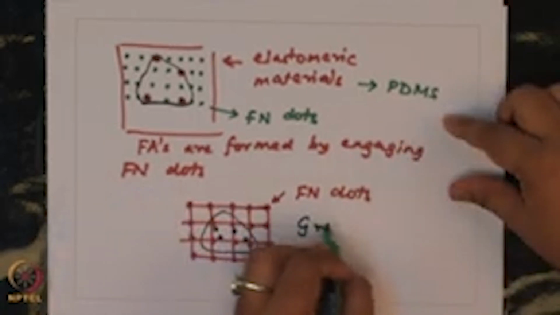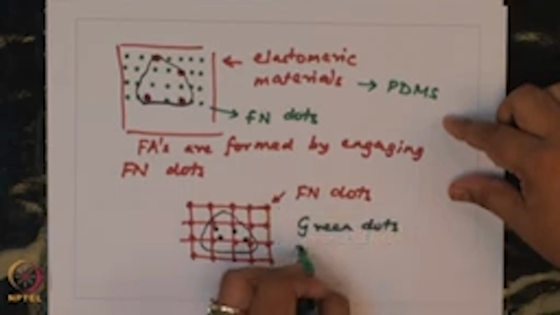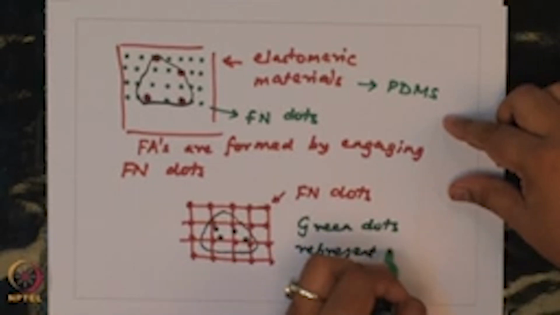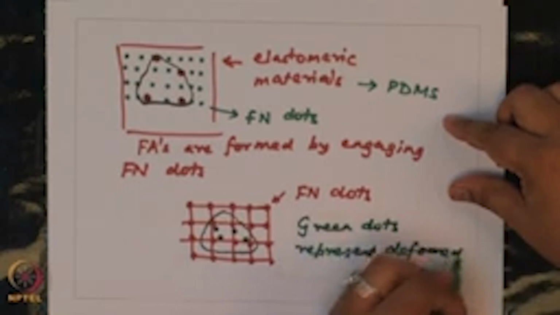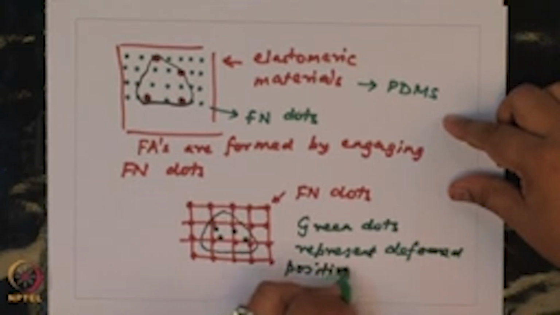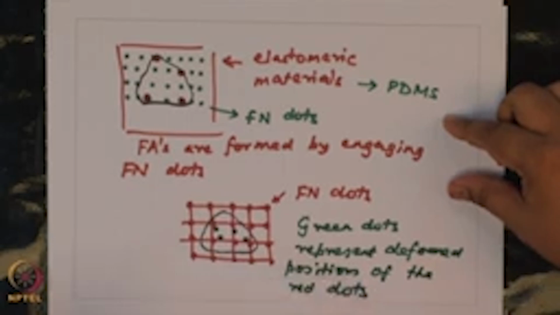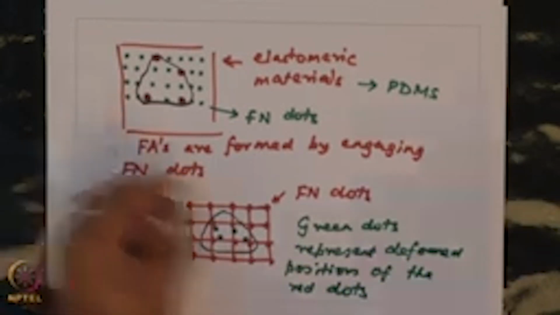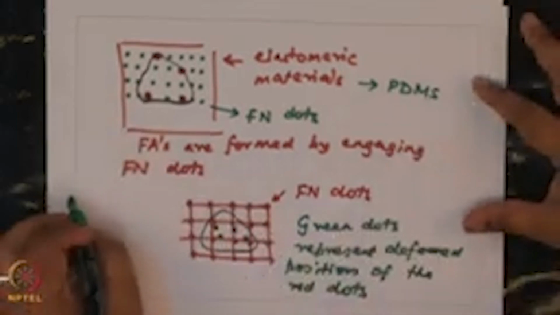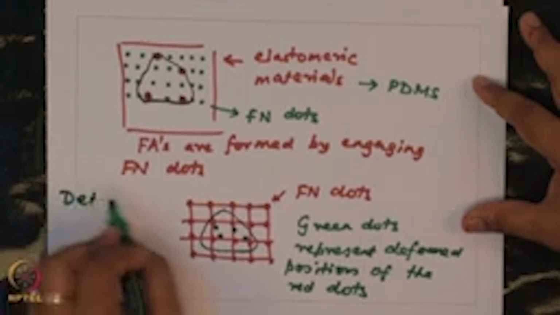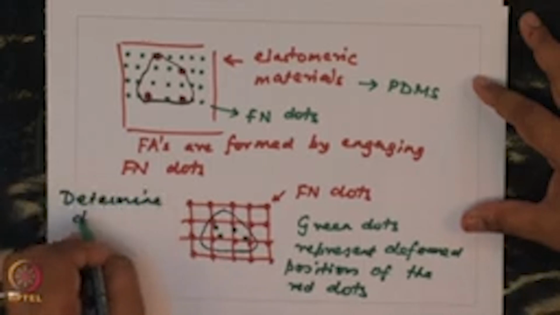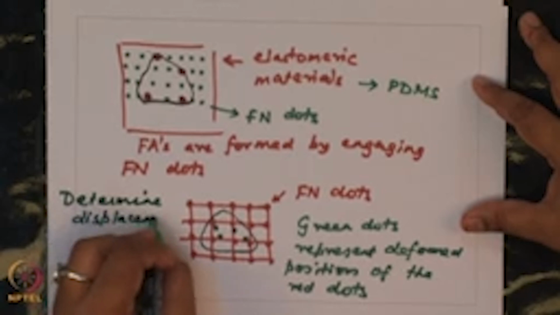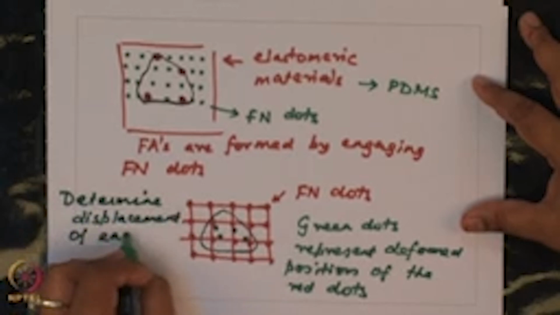So, the green dots represent deformed positions of the red dots. Since this is a grid, you can very easily capture in what direction these points have been deformed. This would allow me to determine the displacement of each focal adhesion.